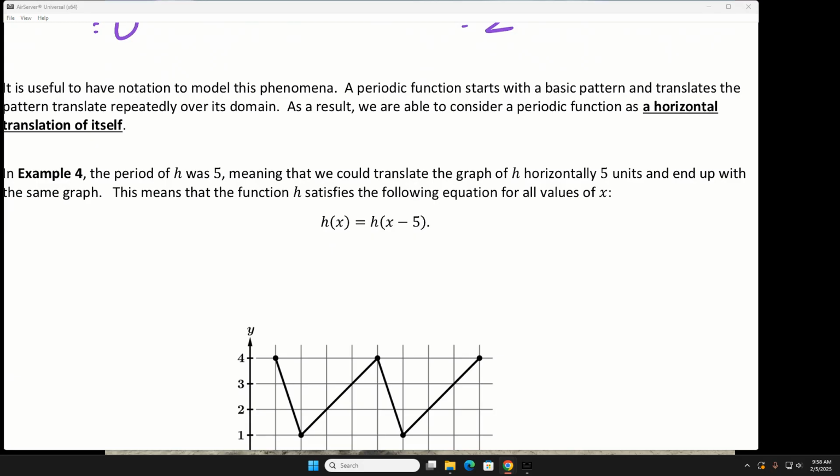You could also say that h of x is equal to h of x plus, I'm going to say plus, 5 times k, where k is an integer. So you can shift it any multiple of 5, either left or right, and it shifts on top of itself. They're the same exact function.